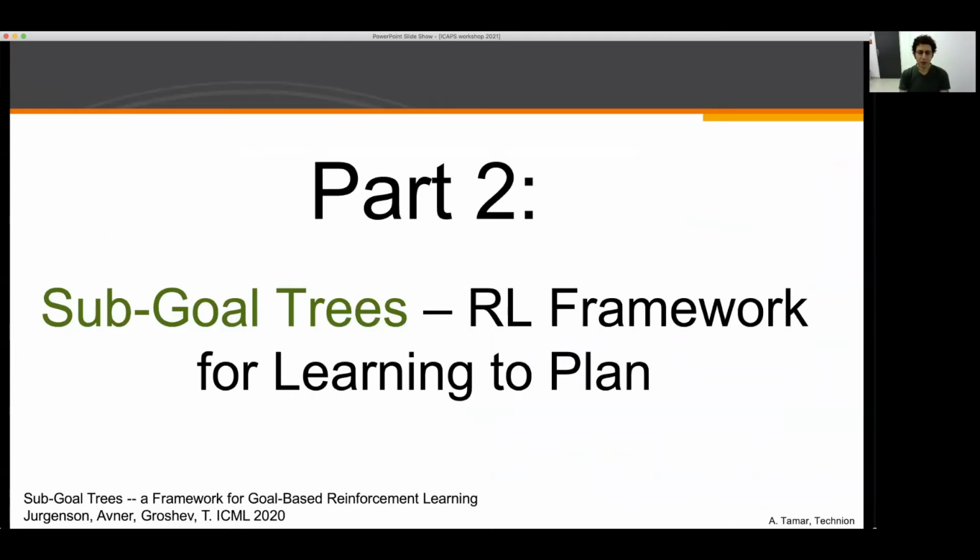All right. The next part of the talk is a more recent work that we call subgoal trees, which came about when we started to think a bit more deeply about what it means to learn to plan.